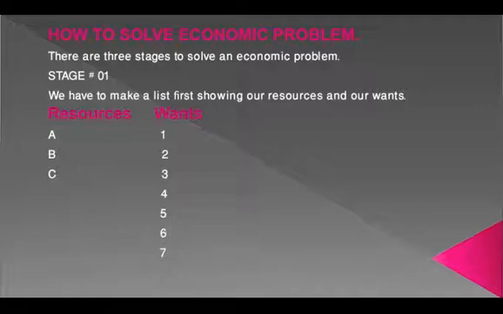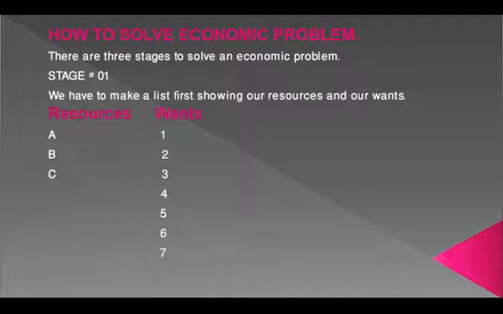Definitely, when there exists a scarcity, meaning resources are limited, with these limited resources we have to solve the problem of making a choice. So, we face three different stages through which we solve the problem known as economic problem. Number one stage is we have to make a list first, showing our resources and our wants. When we make choices or try to utilize our resources in the best possible manner, that is known as economizing.